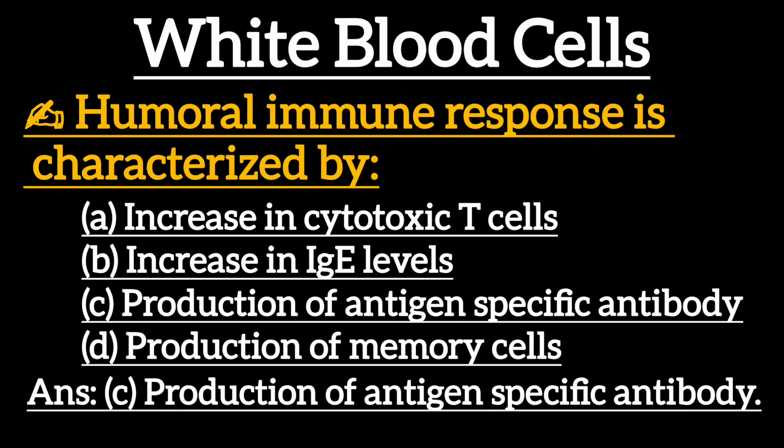Next one is humoral immune response is characterized by option A, increase in cytotoxic T cells. Option B, increase in immunoglobulin E levels. Option C, production of antigen specific antibody. Option D, production of memory cells. Correct answer is option C, production of antigen specific antibody.